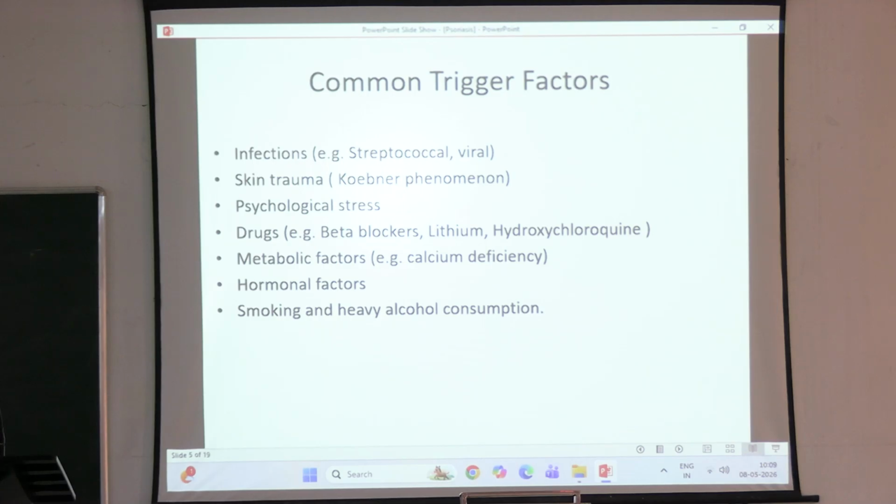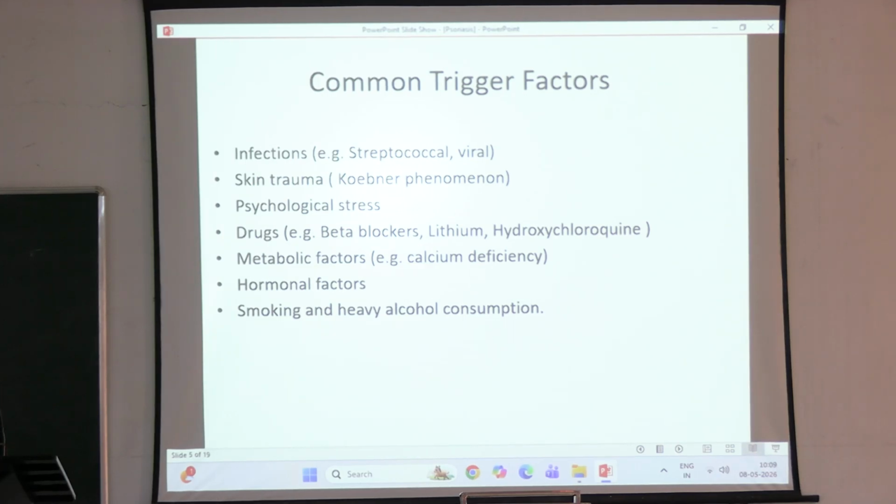You have to remember some medications which can exacerbate the disease, and some metabolic factors like calcium deficiencies and hormonal factors, and smoking and heavy alcohol consumption. These also can exacerbate the disease. So, some environmental factors, some infections, medications, skin injury, these are factors which can exacerbate the disease.